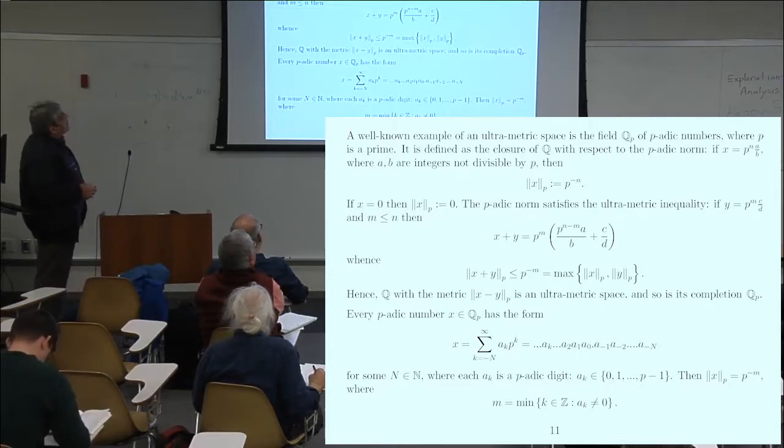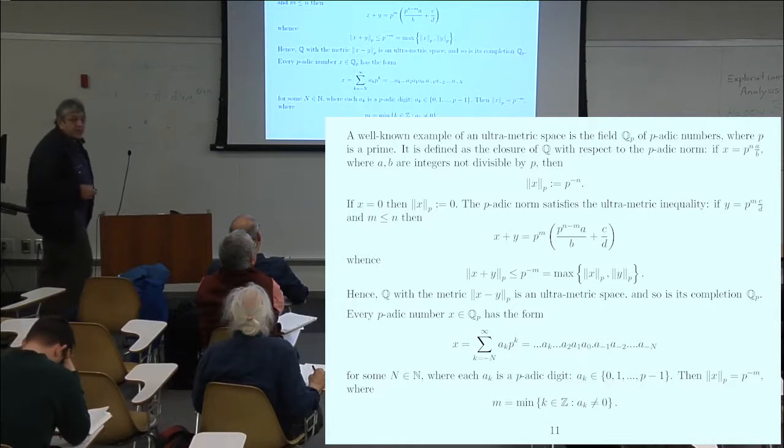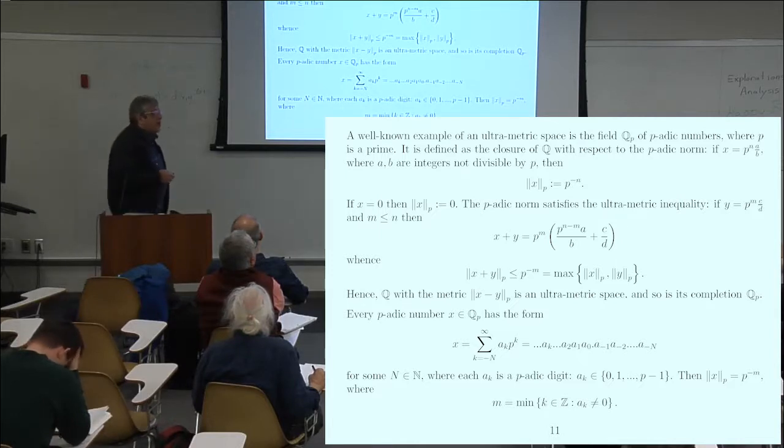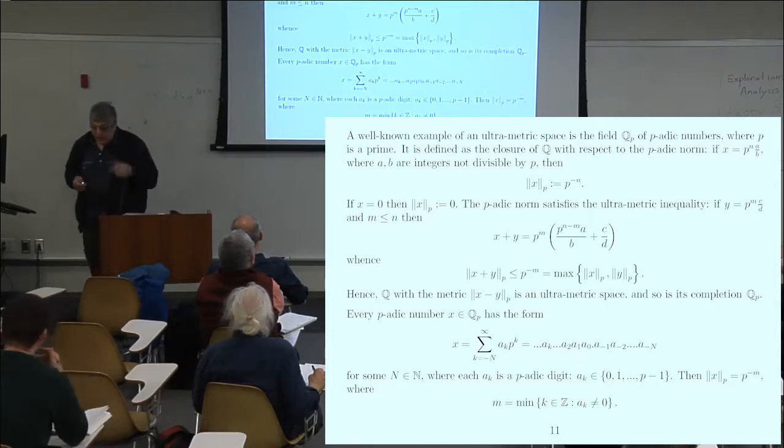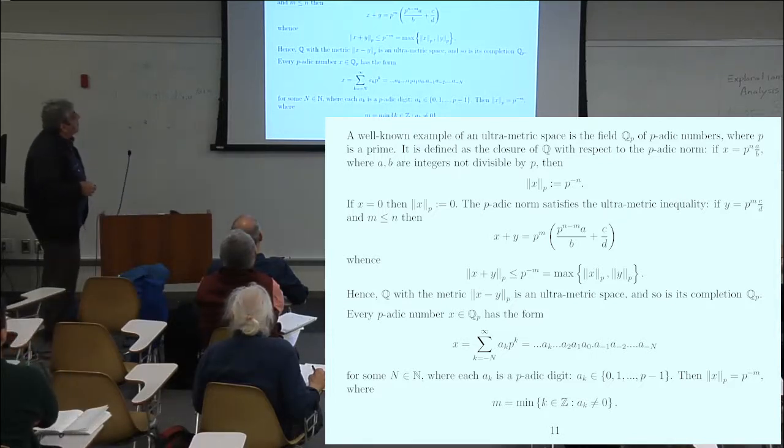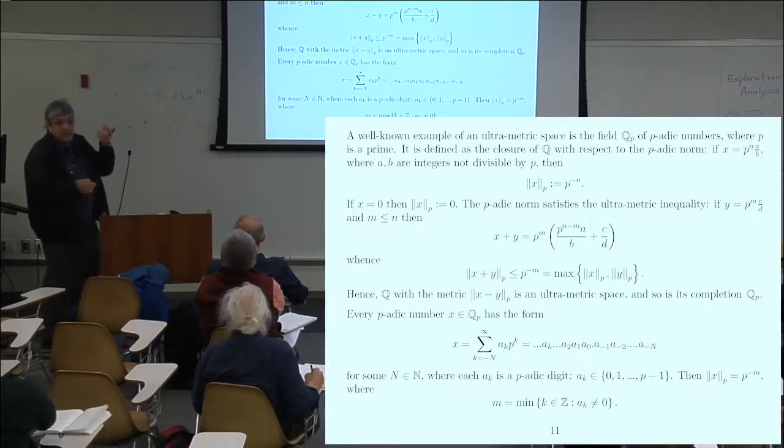And then one completes Q with respect to the p-adic norm and gets the field Q_p of p-adic numbers. The same way as one gets real numbers by completing Q with respect to the Euclidean distance, but this is a different distance. A p-adic norm, of course, any norm determines a distance, right?